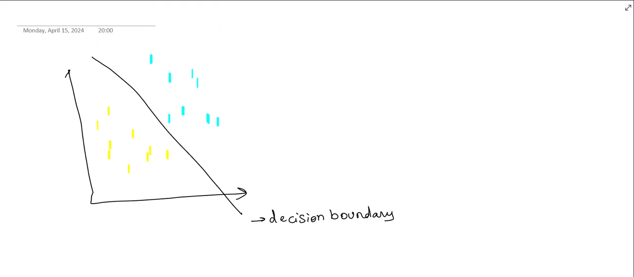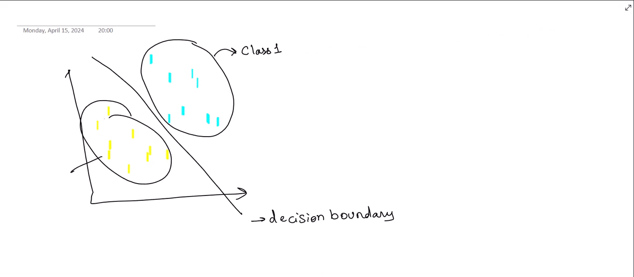Okay, and this part we will be calling class 1, and this we will be calling class 2. This we can also call feature 1, and this is feature 2. So these are some of the basic terminologies.